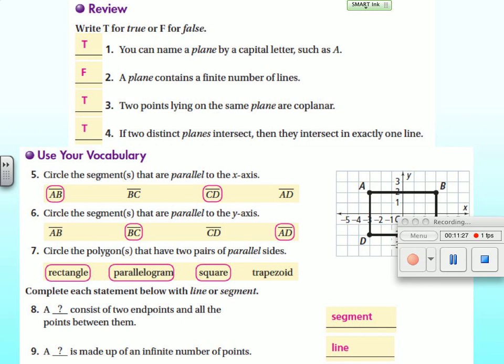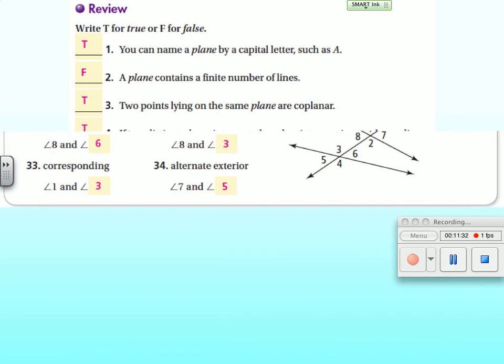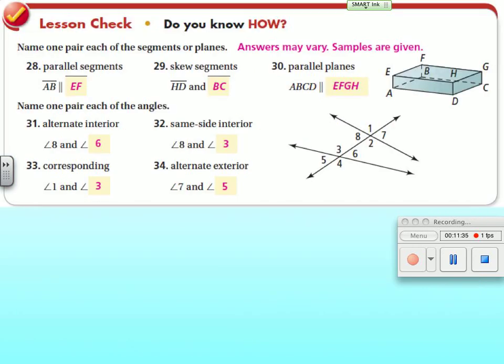All right, here are the answers for the first part, 28 through 34. Parallel segments, segment AB is parallel to segment EF. Skew segments, segment HD is skew with segment BC. Now that's not the only segment that it's skew to, so if you have a different answer there, that's okay, as long as it's segment FG, it's skew to that segment. Parallel planes, ABCD is parallel to EFGH, and that's the only answer there for that particular one.